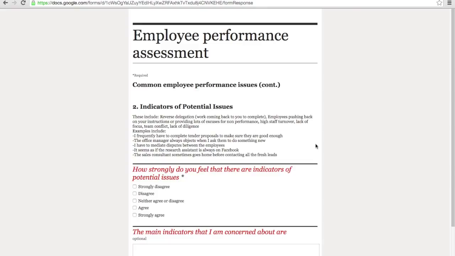The office manager always objects when I ask them to do something new. I have to mediate disputes between the employees. It seems as if the research assistant is always on Facebook. The sales consultant goes home sometimes before contacting all of the fresh leads.